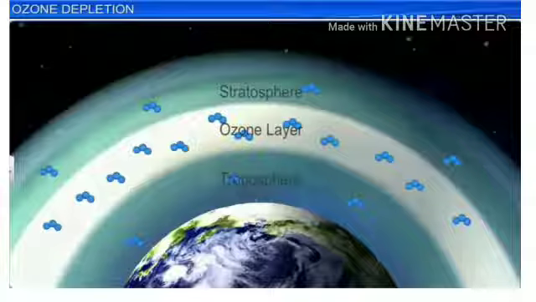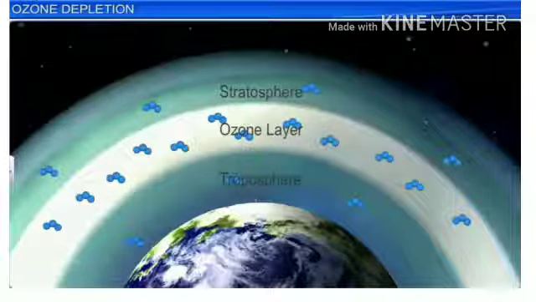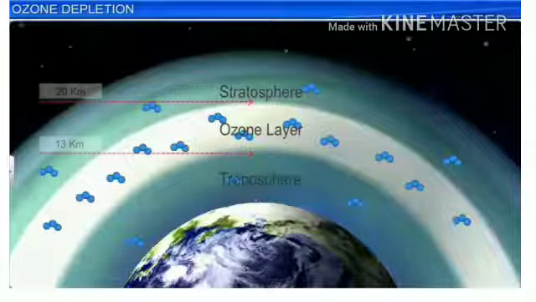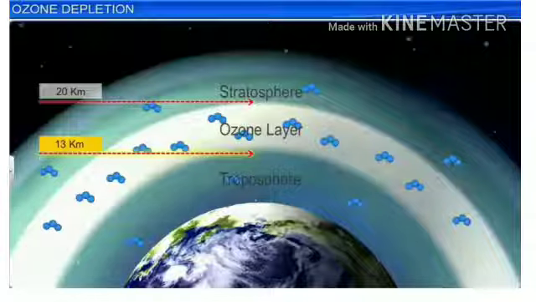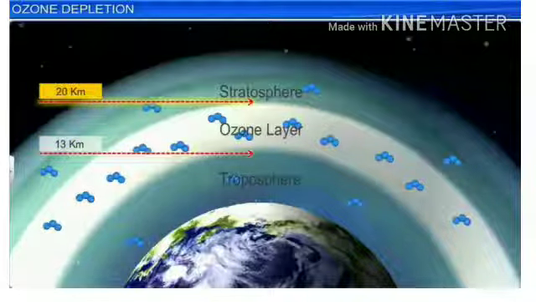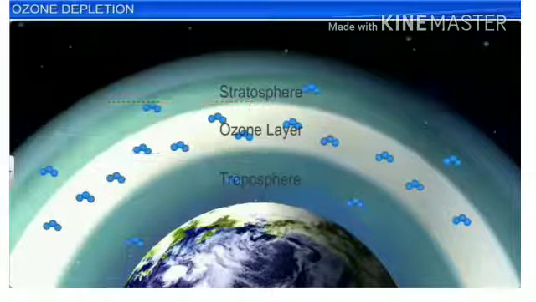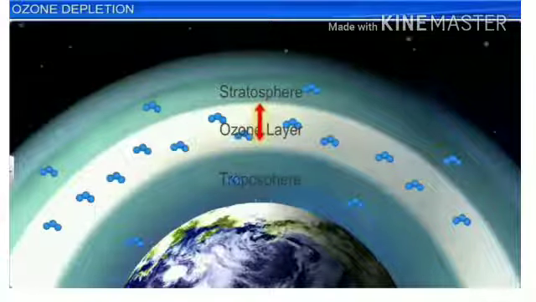Ozone is found in low concentrations throughout the Earth's atmosphere. However, about 90% of ozone is found in the lower portion of the stratosphere, where it forms the ozone layer. This layer is between 13 kilometers and 20 kilometers above the Earth's surface and varies geographically and seasonally. The thickness of the ozone layer is measured in Dobson units. Depending on the function of ozone, it is categorized as bad or good.